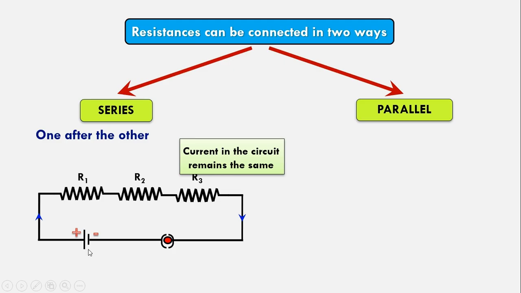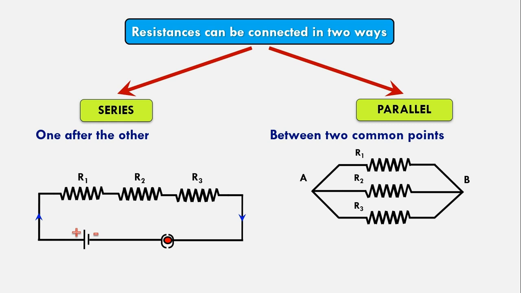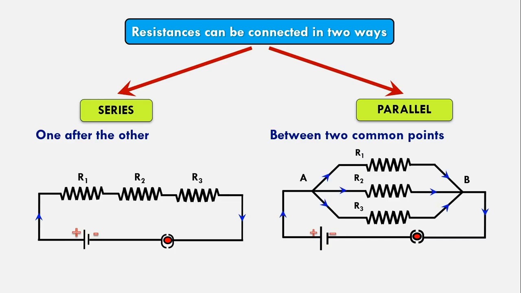So the current in the circuit remains the same. Current does not get divided here; current is constant. Parallel means between two common points. You can see the common points are A and B, and R1, R2, R3 are three different resistors. When the current comes from the battery, it gets divided. So simply, current gets divided when resistors are connected in parallel. The total current is I, which is divided into I1, I2, and I3.